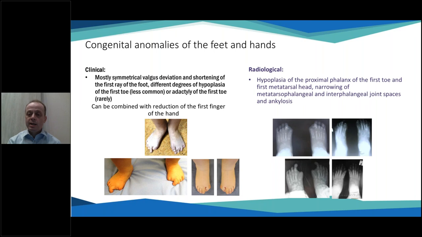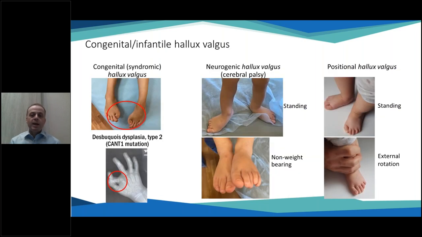And as Peter said in his brilliant lecture, the problem with the first toe during embryogenesis is the defective formation of the joints and the shortening and defective formation of the growth plate of the great toe, and that leads to the defective cavitation of the joint spaces, and finally to the reduction and valgus deformity of the first ray of the toe of the foot.